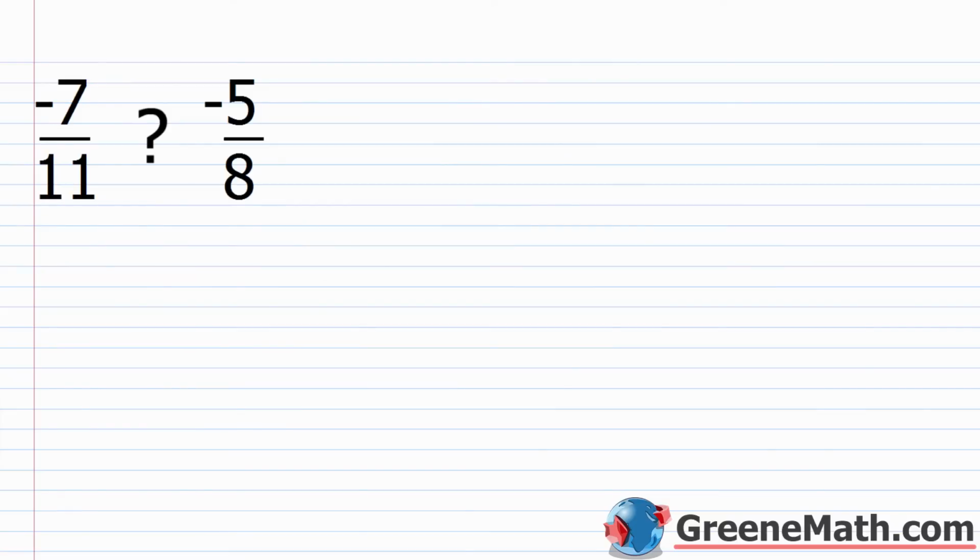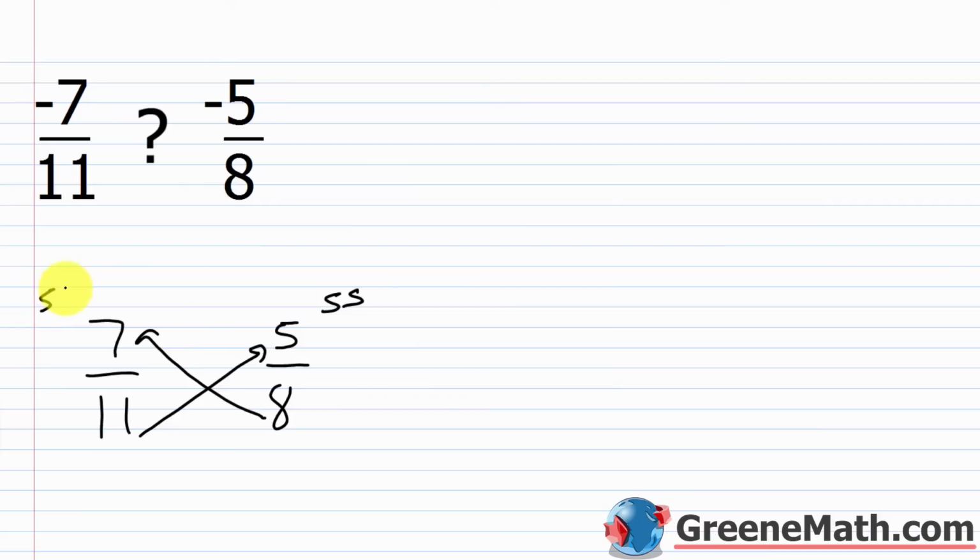All right, let's take a look at another one. We have -7/11 and -5/8. And again, what I'm going to do is pretend these numbers are positive. So we have 7/11ths and 5/8. We'll cross multiply. 11 times 5 is 55. 8 times 7 is 56. So this is the bigger fraction, 7/11ths. So 7/11ths is greater than 5/8.